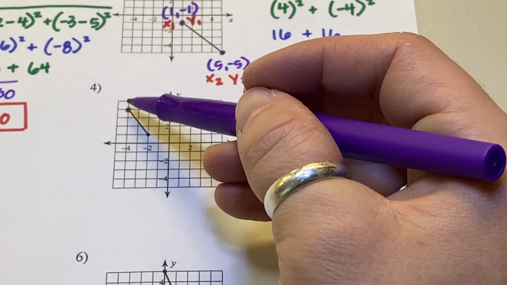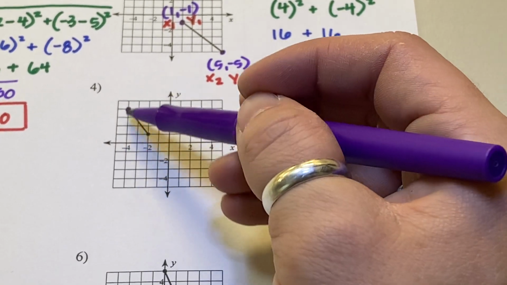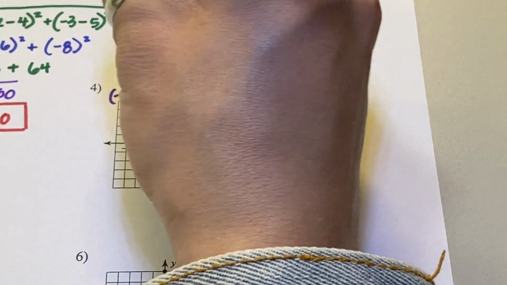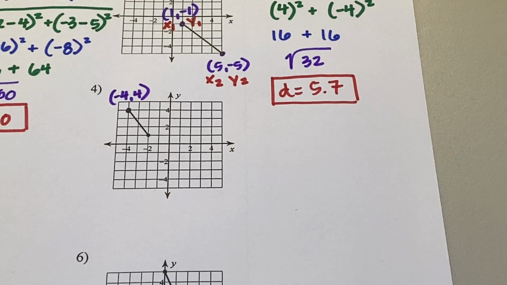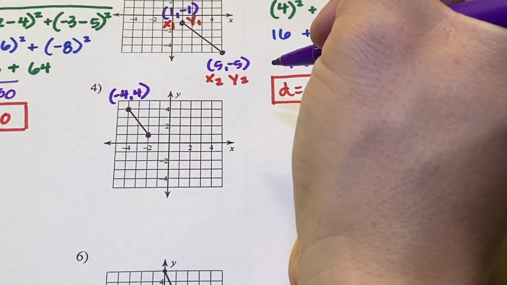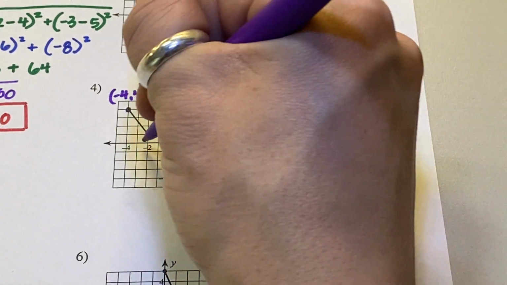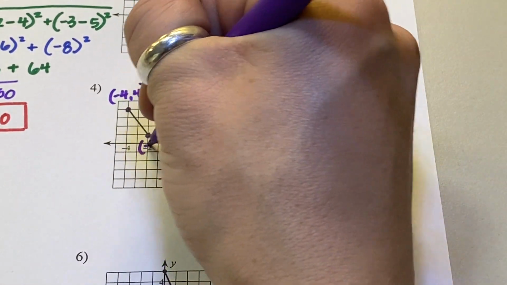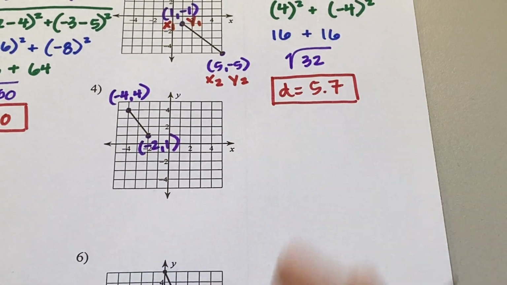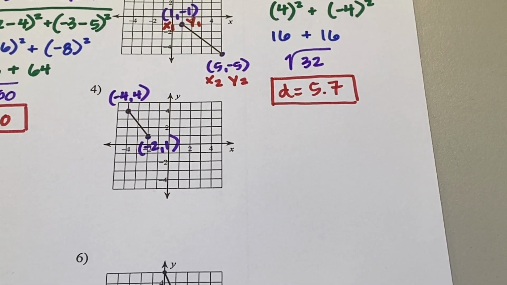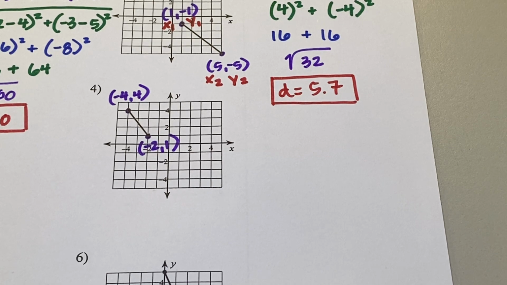-5, +3. Very close. -4, and then up to +4. It's okay, sometimes it's hard to see. -4, +4 for my first coordinate point. Who's got my second coordinate point? Leo? -2, +1 for the second guy. All right, let's use the top one as our first coordinate point and the bottom one as our second.